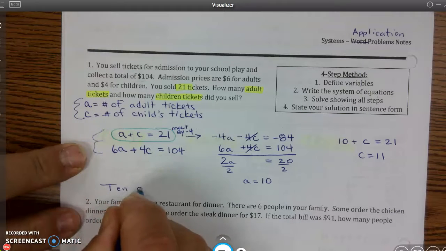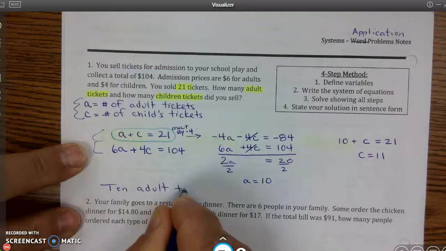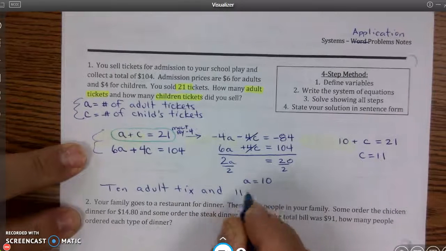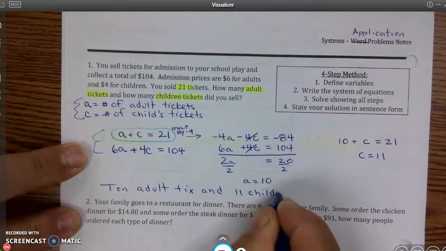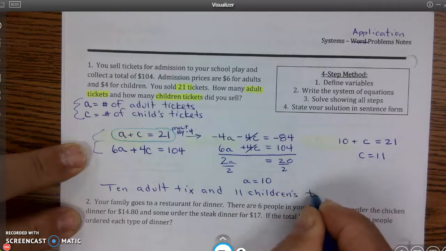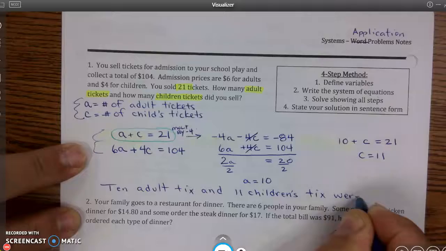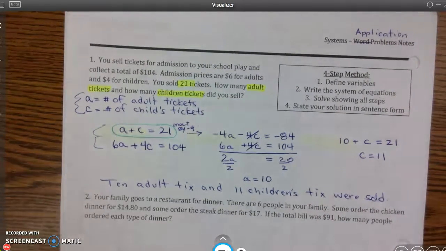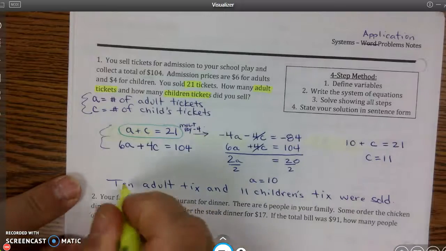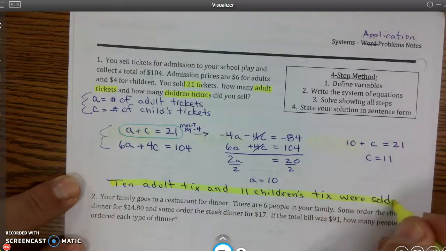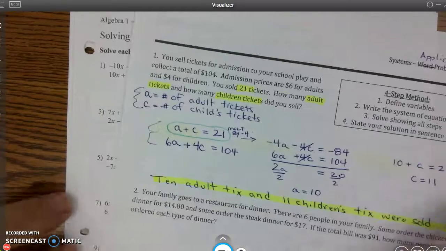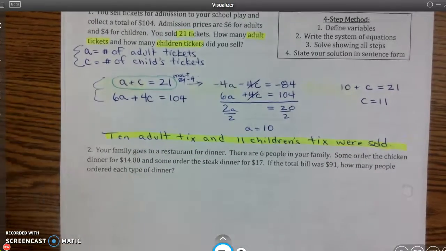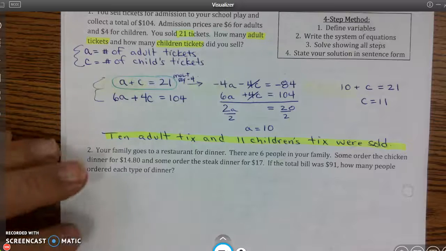10 adult tickets and 11 children's tickets were sold. Okay, so there's our answer. All right. Oh, that's 4 minutes. Let's do one more and then you can do maybe the last one on your own.